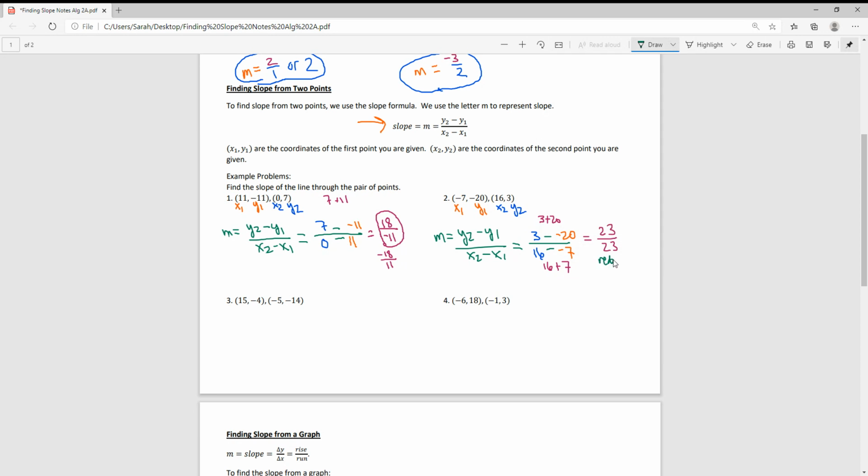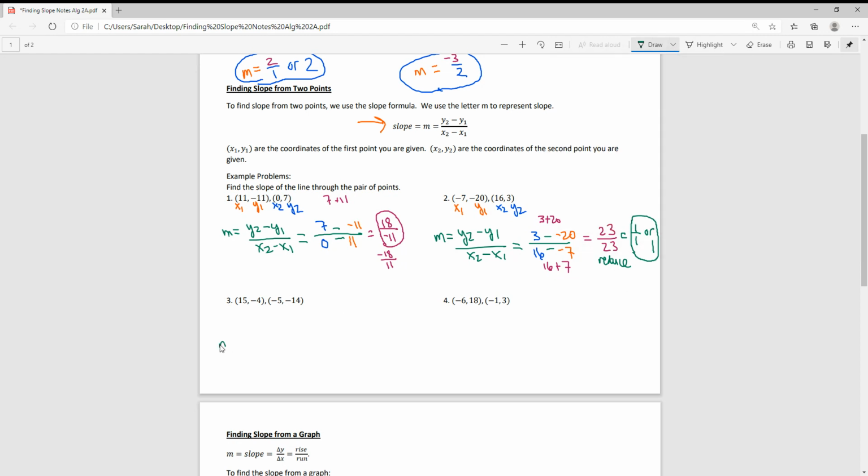I can reduce this fraction. 23 over 23, if I divide both numbers by 23, I get 1 over 1. Or you can think 23 divided by 23 is just 1. So you can write your slope as 1 over 1 or as 1. Those mean the same thing. If you have a fraction that can be reduced, I would like you to do so.